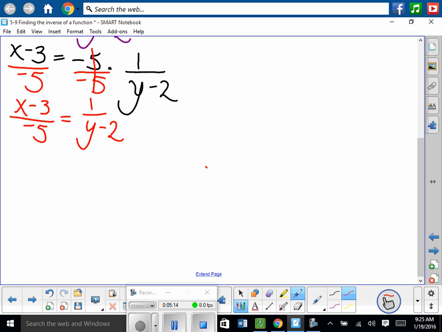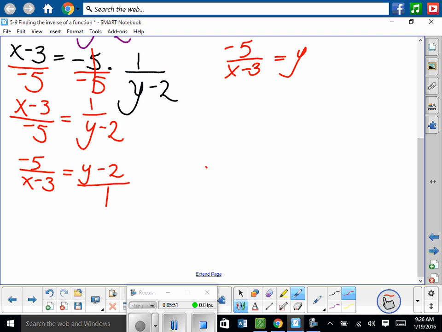You can actually take, so there's other ways of doing this, obviously, but what we can do is, don't we want y on top? So if we flip this side of the fraction, as long as we flip this side, it's okay. As long as we do the exact same thing to both sides of the equation, we're okay. So I'm going to flip this side. So I'm going to have negative 5 over x minus 3. I'm going to flip this side. So I have y minus 2 over 1. Does everybody see how I flipped both sides? Okay, so then from there, y minus 2 divided by 1, isn't that just y minus 2? So I have negative 5 over x minus 3 is equal to y minus 2.